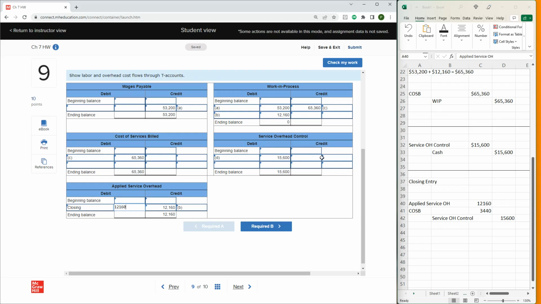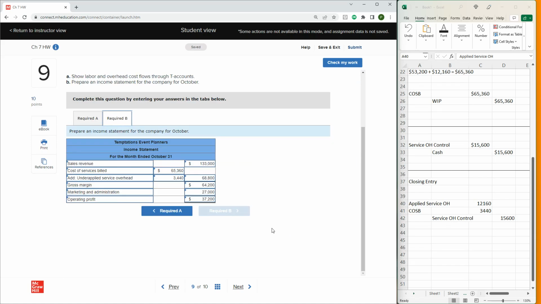Next, we complete our income statement. A good example of this income statement is on page 298 of the book, Exhibit 7.13, so we'll just use that as a guide. The first line is going to be sales revenue, so we have to calculate sales revenue. It tells us that we billed 380 hours and our rate is $350 per hour. And so that's $133,000. Our sales revenue, we're going to enter in this box.